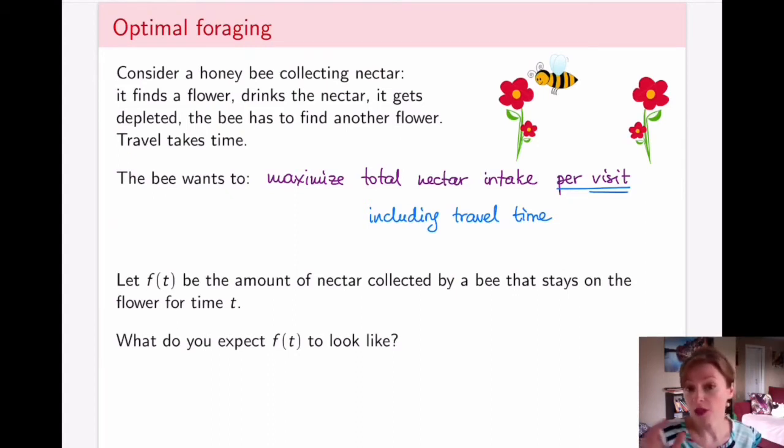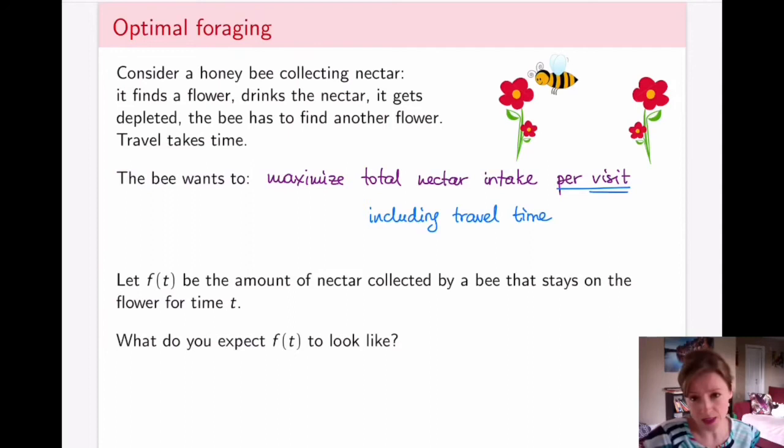Now, if we're thinking about the total amount of nectar, first of all, we're going to have to set this objective function up in a couple of steps. Let's first think about just the total amount of nectar intake per visit if the bee stays on a flower for some time t. What do we expect that to look like? We expect the collection rate to be pretty high at first because there's still a lot of nectar available. But a flower only has so much nectar to offer. So in the end, we expect that the bee's collection rate will slow down as the nectar gets depleted.